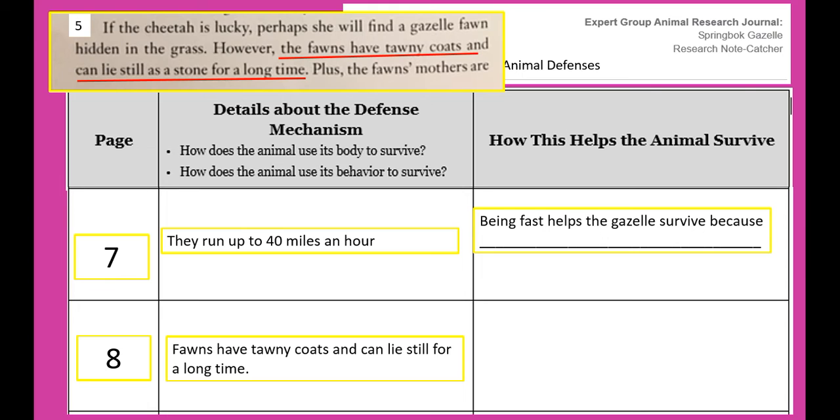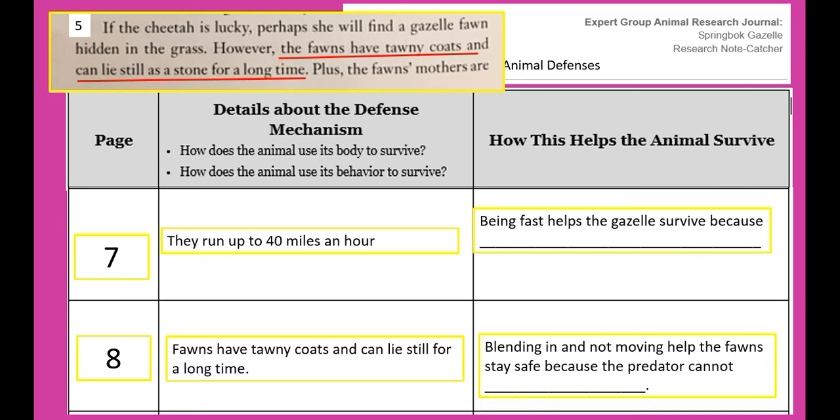Now you're going to fill in the last column. How does blending in and not moving help the fawns? Again, you'll fill in the blank here. I'll get you started. Blending in and not moving help the fawns stay safe because the predator cannot blink. So you're going to fill in the blank with what you think is the correct response.